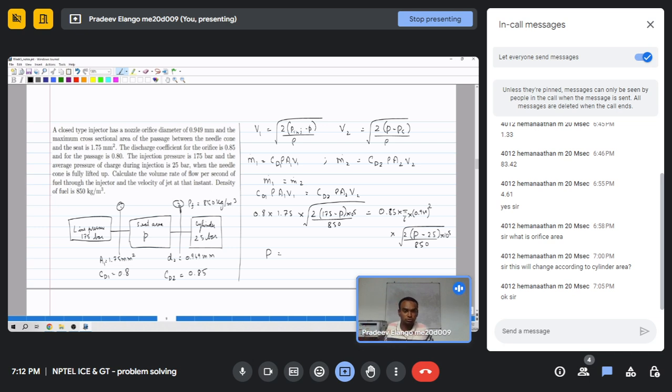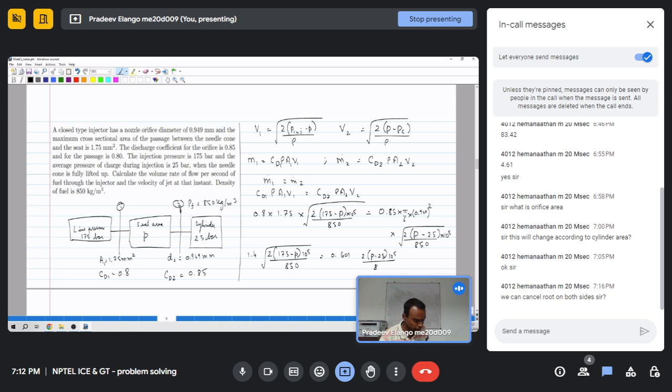Will be able to calculate, or will it break down? So taking only 0.8 into 1.75, that will be 1.4 into 2 into (175 minus P) into 10 power 5 by 850, the whole root, is equal to 0.601 into 2 into (P minus 25) into 10 power 5 by 850.